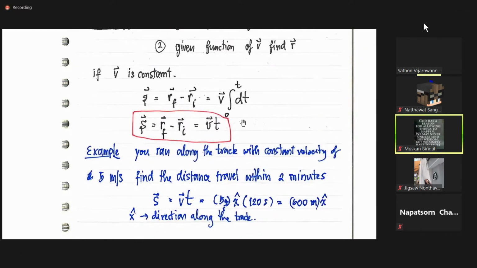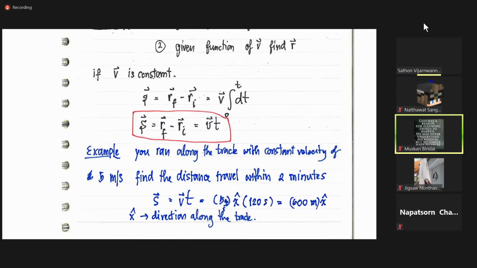Now let's take a look at some example. For example, you run along a track with constant velocity of 5 meters per second. Find the distance traveled within 2 minutes. Okay, we must say that this is a straight track, otherwise the distance and displacement are not the same.